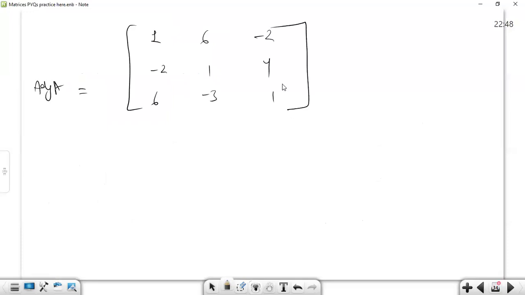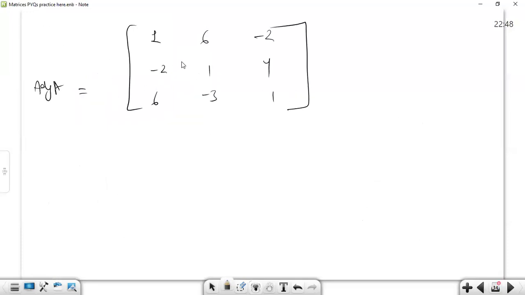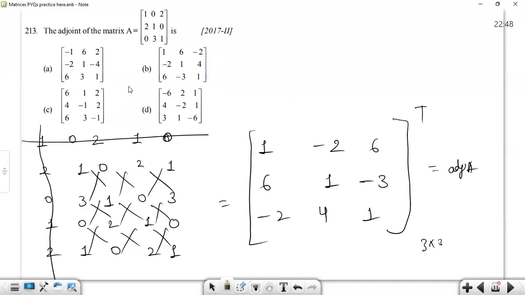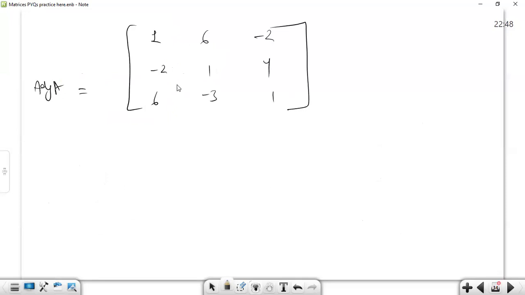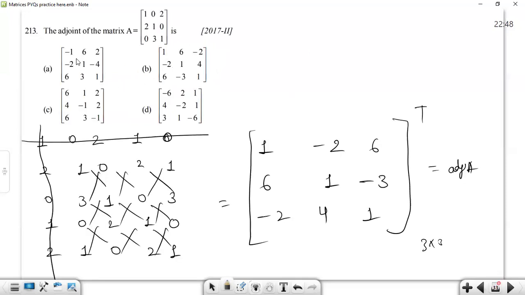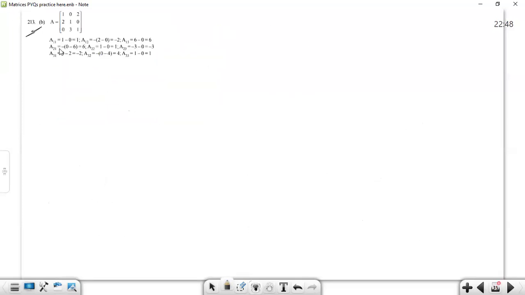We only needed to find the adjoint. 1, 6, minus of 2. What is this? 1, 6, minus of 2 is the first row. Oh, yes, 1, 6, minus of 2. B should be the correct answer. Yes, it is the case.